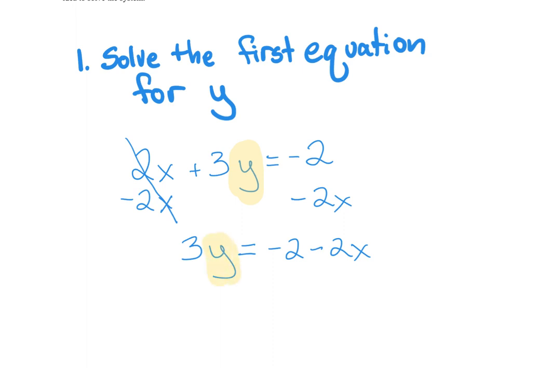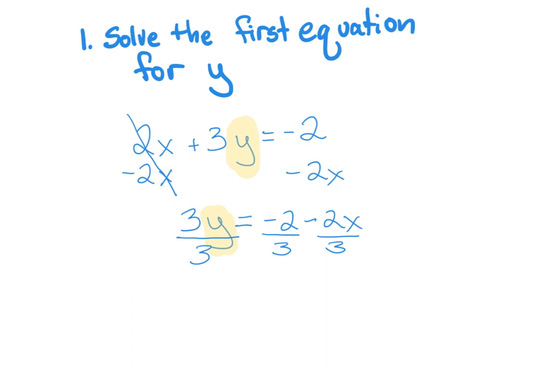Our goal is still to get this y by itself, so we're going to divide by the coefficient, in this case 3, and we have to divide every term in the equation by that 3. When we do this, those 3's cancel out, and we will be left with our single positive y. And then we have -2/3 minus 2x over 3, or 2/3 x.